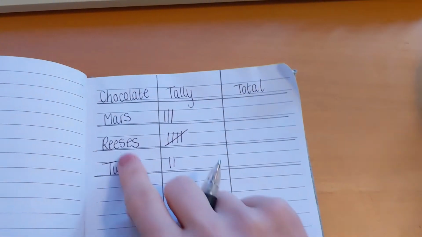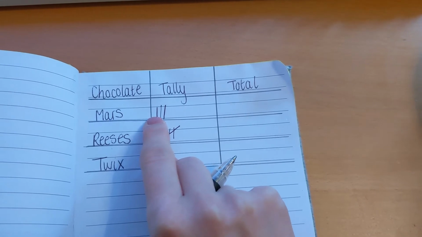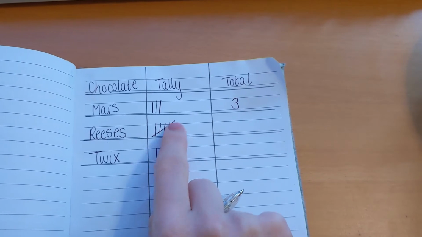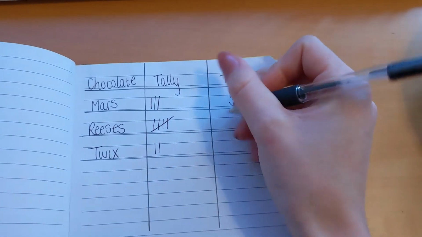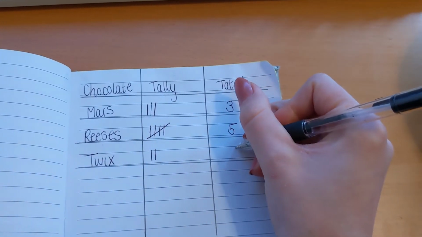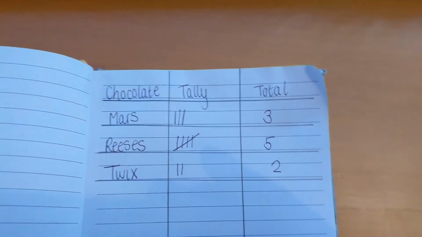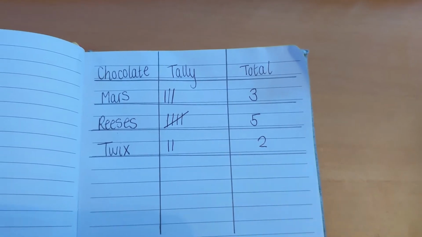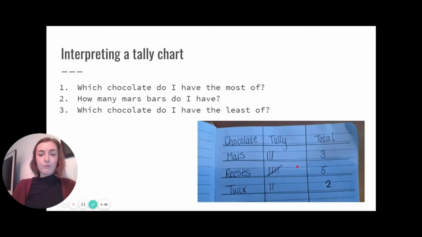So now I can work out my totals. So Mars, I can see I have 1, 2, 3 Mars. Reese's, shout out, what does this number mean? 5, well done. And Twix, I have 1, 2. So now I can clearly see what chocolates I have and how many I have of each of them. So that was me making a tally chart. I put a picture of it here. Now I'm going to interpret my tally chart. That means I'm going to answer some questions about it.